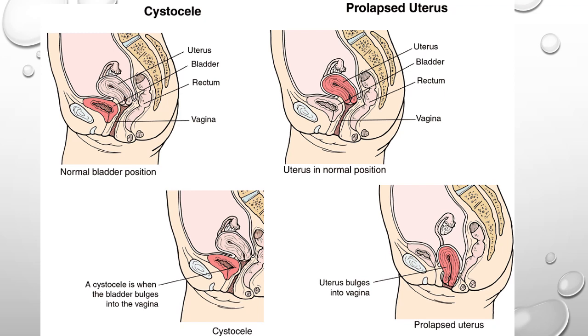Uterine prolapse is essentially where the uterus starts to move down into the vaginal canal. Again, oftentimes symptomatology-wise this is going to be a feeling of fullness in the vaginal canal or pain or discomfort on intercourse as well.